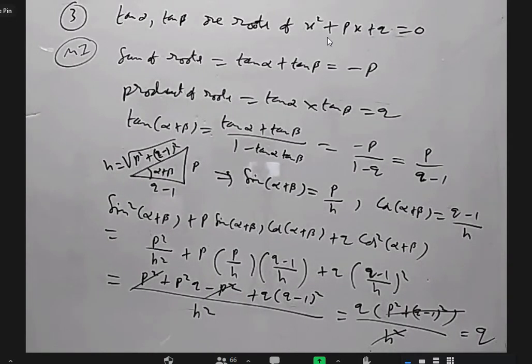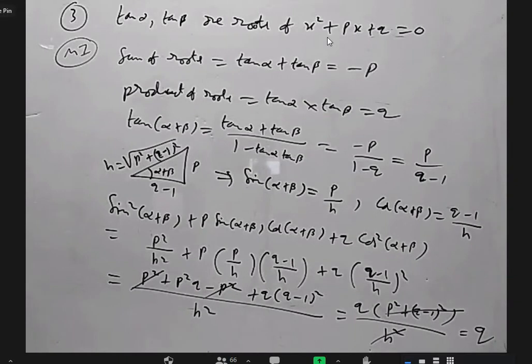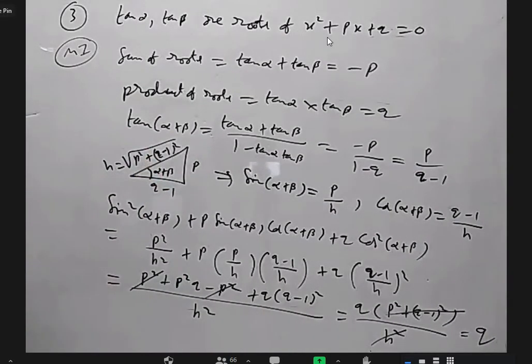Okay, so even though it is compound angle formulas only, different questions we have to do in different ways. Here, sum of the roots, product of the roots. From that we can find tan alpha plus beta. From that, sin and cos separately, and then substitute them and simplify.